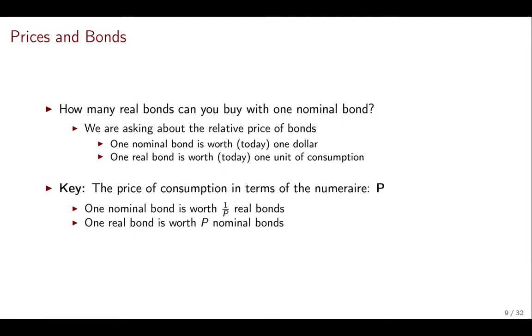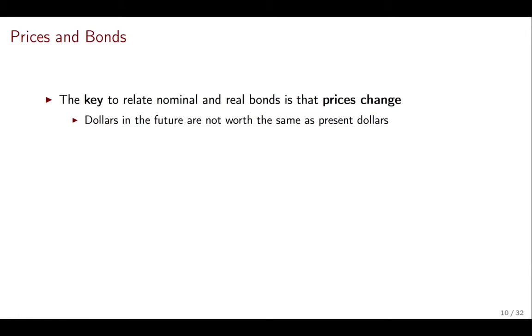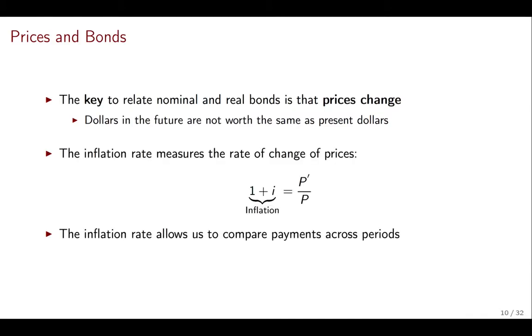Now, because this is only going from one type of bond to the other in the same period, this is not the whole story because bonds are going to pay in the future. So we also need to take into account how nominal and real bonds behave over time, and so we also need to know how prices behave over time. Basically, the fact that dollars in the future are not worth the same as present dollars. And so we have to introduce the inflation rate.